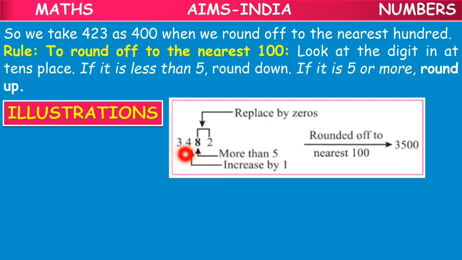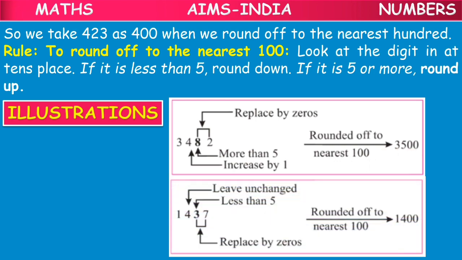So we add 1 to the digit in hundreds place. Now 34 plus 1 becomes 35. And what to do with the tens and ones places? We should replace those digits with zeros, so that this number 3500 becomes a multiple of 100. Yes, here we had 3482, which is not a perfect multiple of 100. But after we rounded off to 3500, we got the multiple of 100.